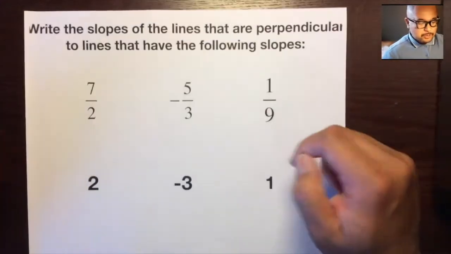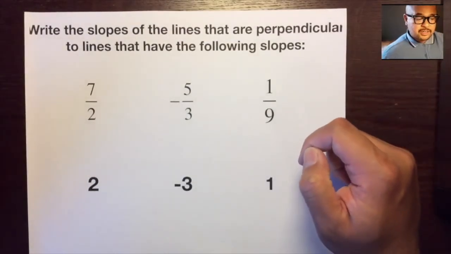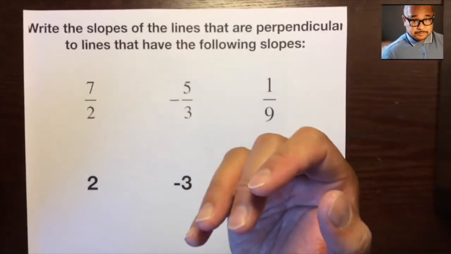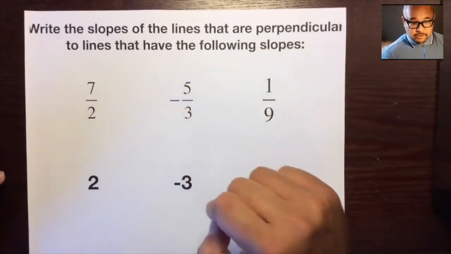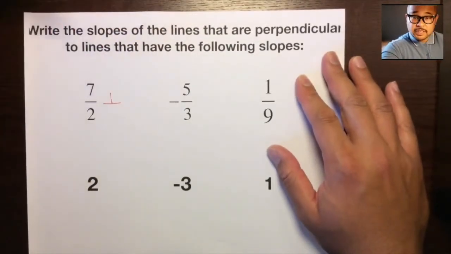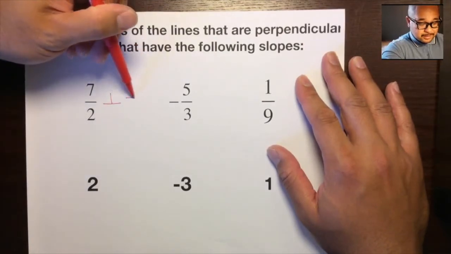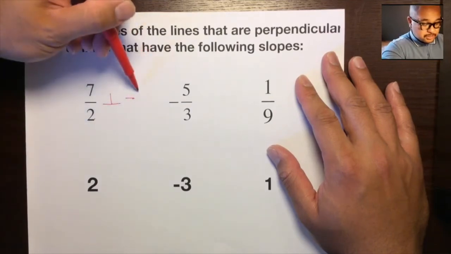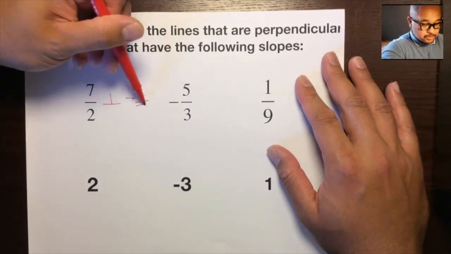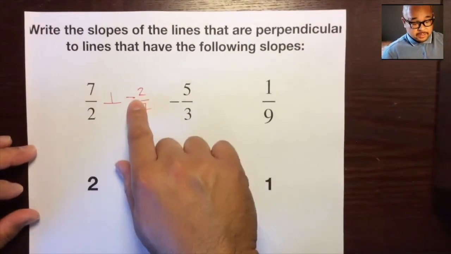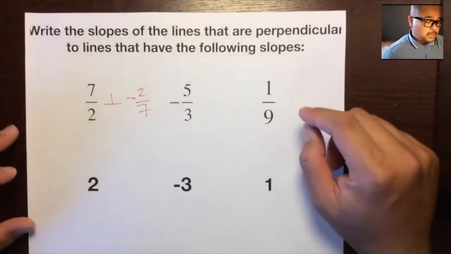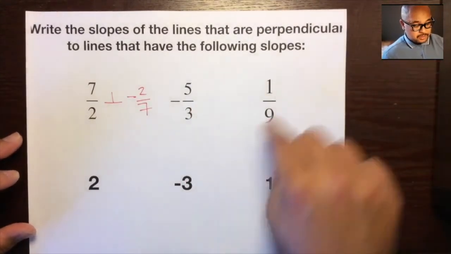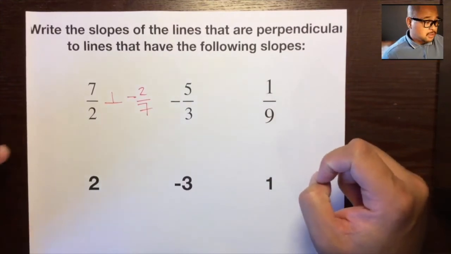So write the slopes of the lines that are perpendicular to lines that have the following slopes. So we don't have a picture, we just have slopes. So for example, if one line's slope is 7 over 2, then the slope of the line perpendicular to it would be negative, because this is positive, so it's opposites. And then reciprocal, the fraction is flipped. Okay, so press pause and find the slopes of the perpendicular lines for these remaining 5 problems.